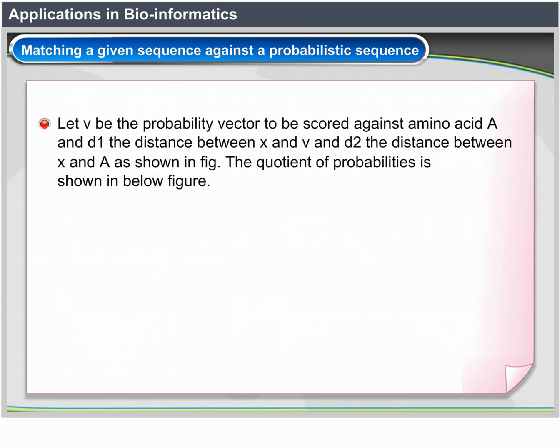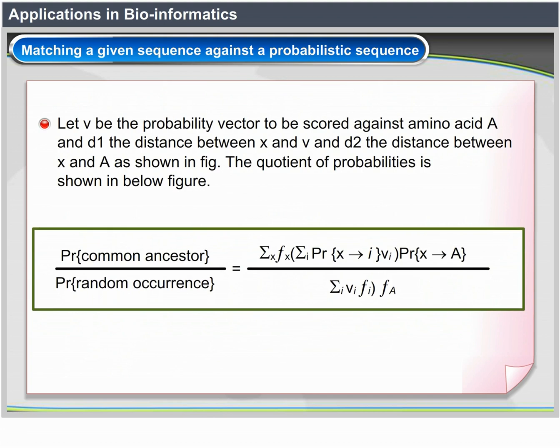Let V be the probability vector to be scored against amino acid A, and D1 is the distance between X and V, and D2 is the distance between X and A, as shown in this figure. The quotient of probabilities is shown in the figure below.